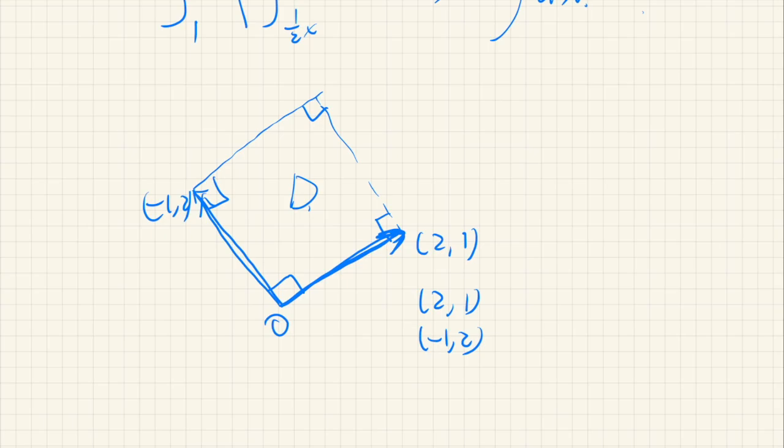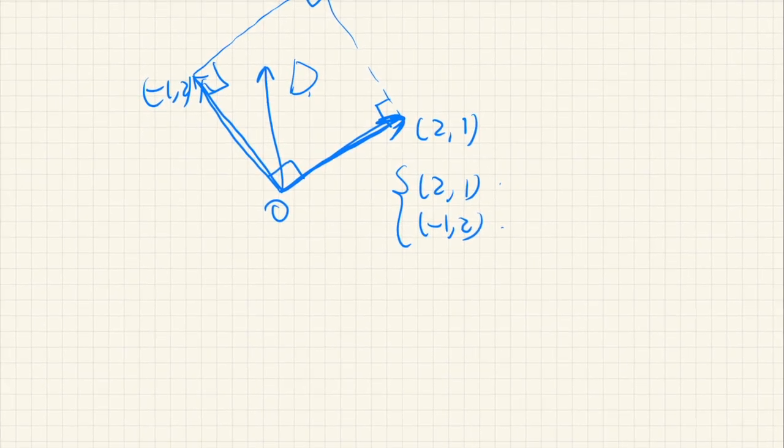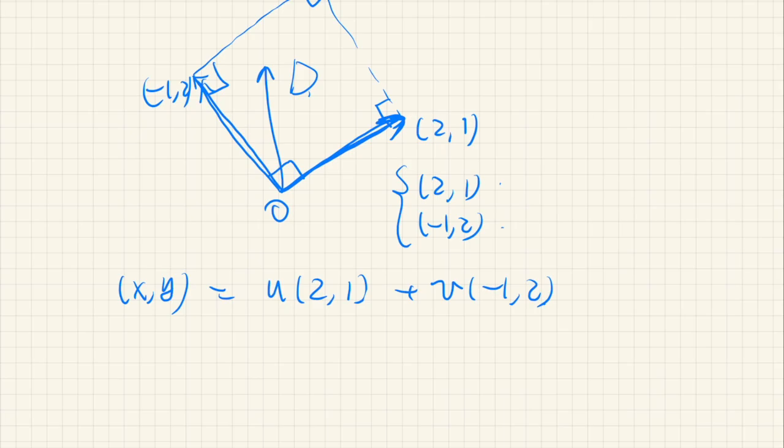And now any point within the region D, actually any point on the two-dimensional plane, can be expressed as a linear combination of these two linearly independent vectors. And so x and y can be expressed as a linear combination of these vectors. Let's see, that's u, a scalar, times 2, 1, plus v times negative 1, 2. So this is a linear combination of these two vectors.